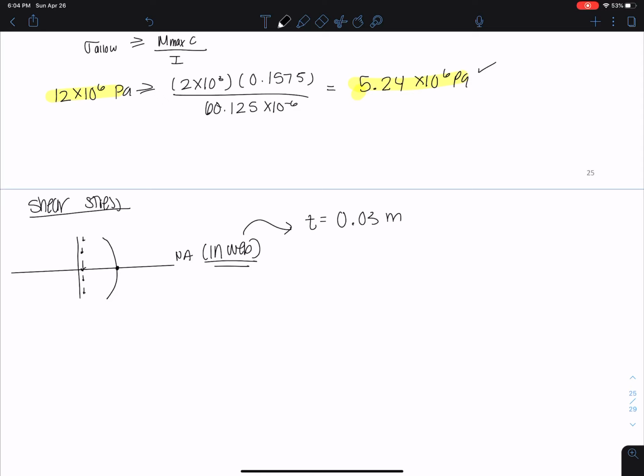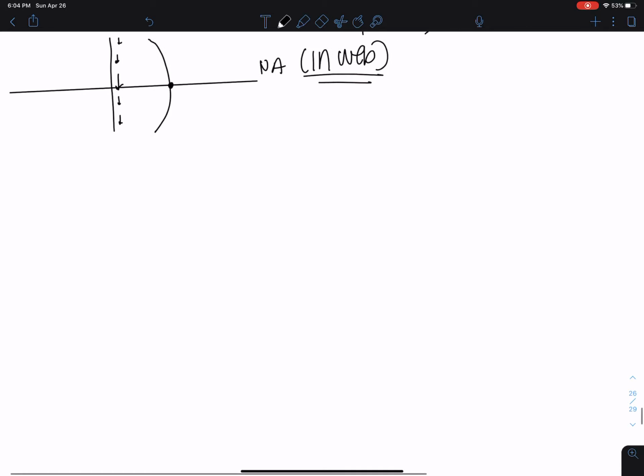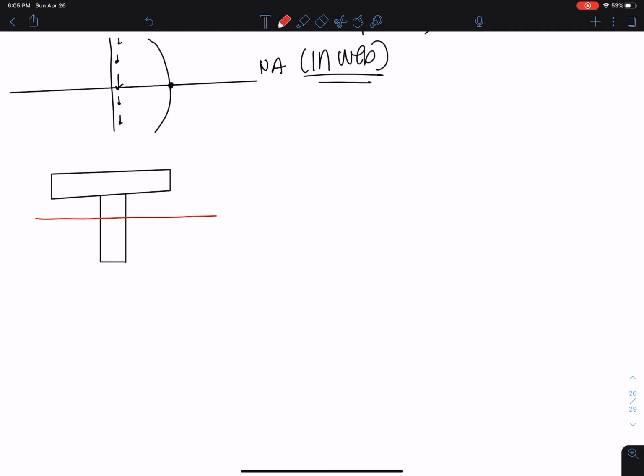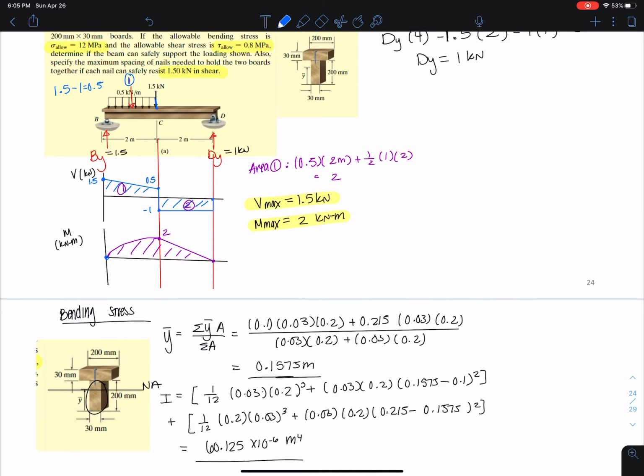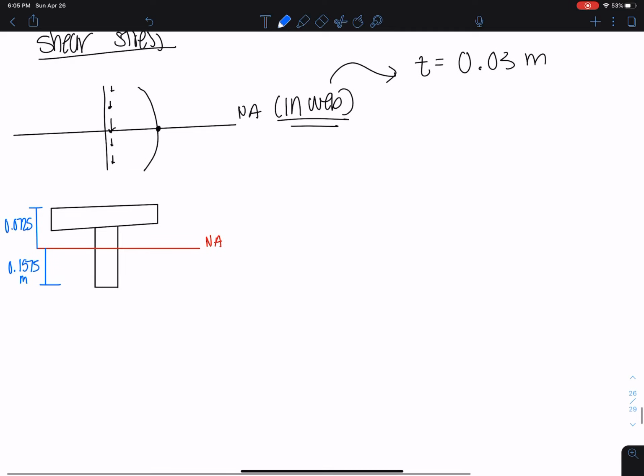So what we're going to do for simplicity, we can either use Q above or below. Rather than doing this in a two-part way, we're going to use the Q value below. So let me draw this out here. Okay, so my neutral axis is here, let's say. And we know that this distance here is 0.1575 meters. Where this distance here is 0.0725. And I'm going to do my Q calculated from this bottom portion.